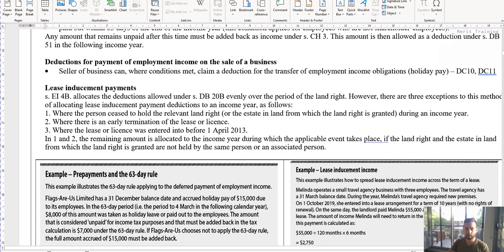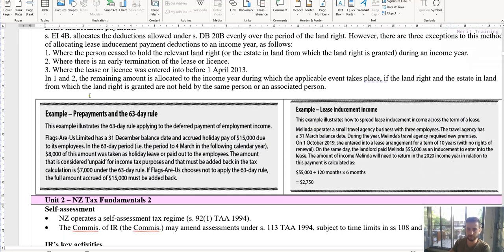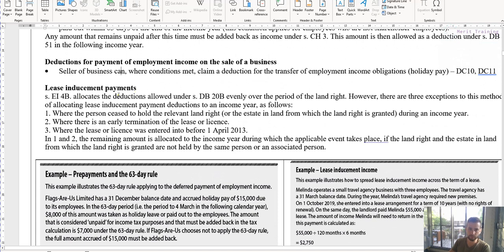Next is lease inducement payments. So this is basically, when you move property, whether it's a commercial lease, to attract someone into the lease, they might give them a lease inducement payment. This is generally a capital payment up front. We'll give you 6 months of lease as a payment. And in exchange, you sign a lease with us for 5 years or whatever it is. So there's certain rules in terms of when you can actually claim a deduction for any payment of a lease inducement. And generally the deduction is allowed evenly over the period of the land right. So if it's a 3-year agreement, you get that deduction spread over 3 years, unless one of the exceptions below applies.